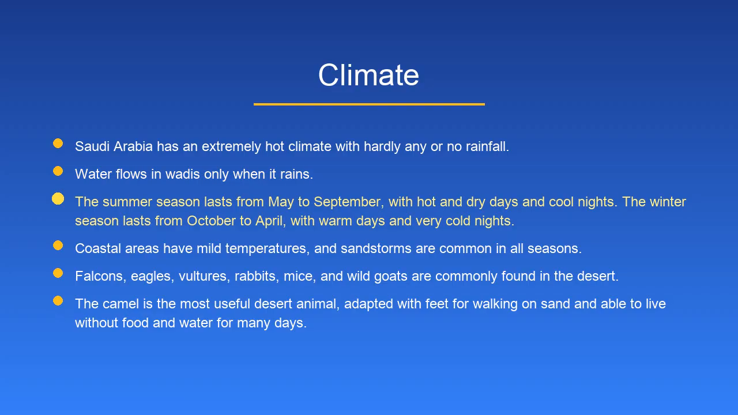The summer season lasts from May to September, with hot and dry days and cool nights. The winter season lasts from October to April, with warm days and very cold nights. Coastal areas have mild temperatures, and sandstorms are common in all seasons.